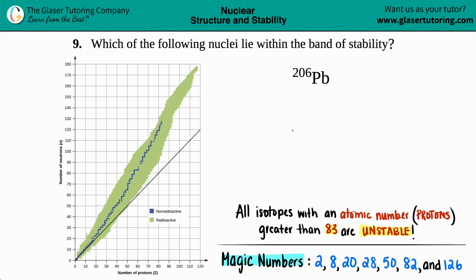Number 9, which of the following nuclei lie within the band of stability? And then we have lead, which has the number 206. Now the first question is, what is this 206?